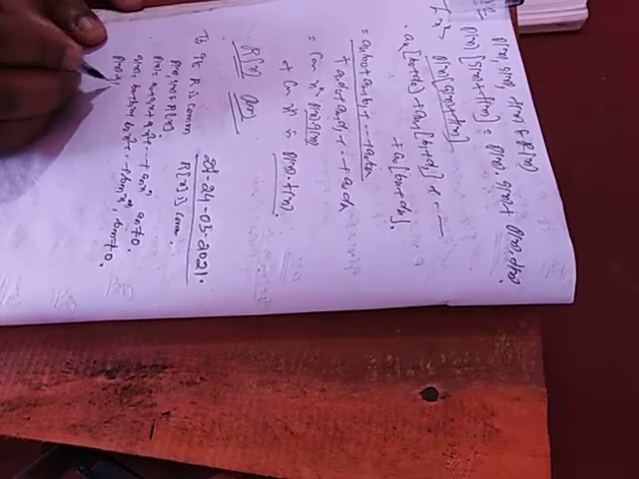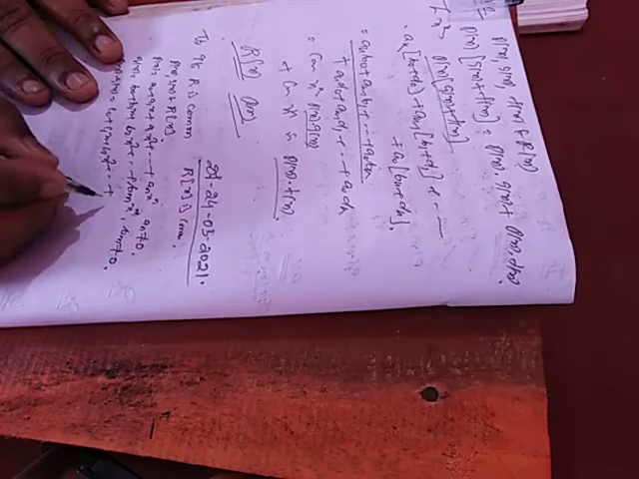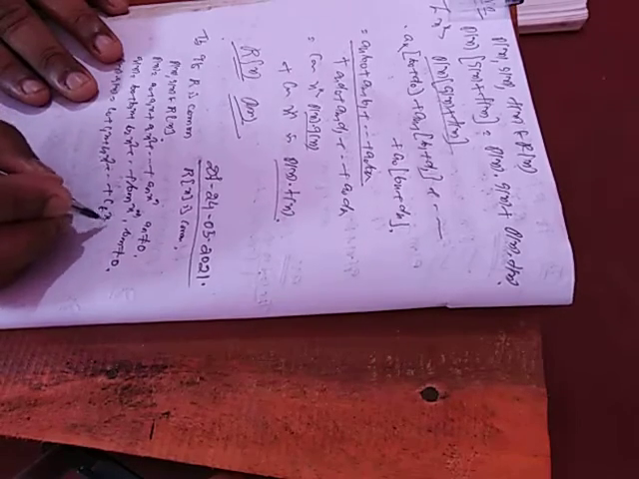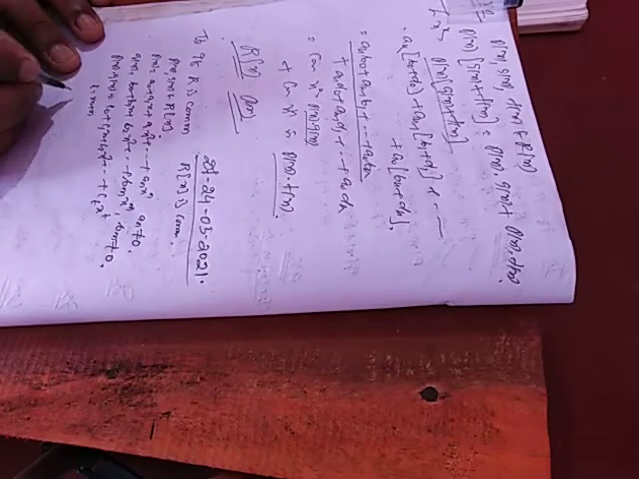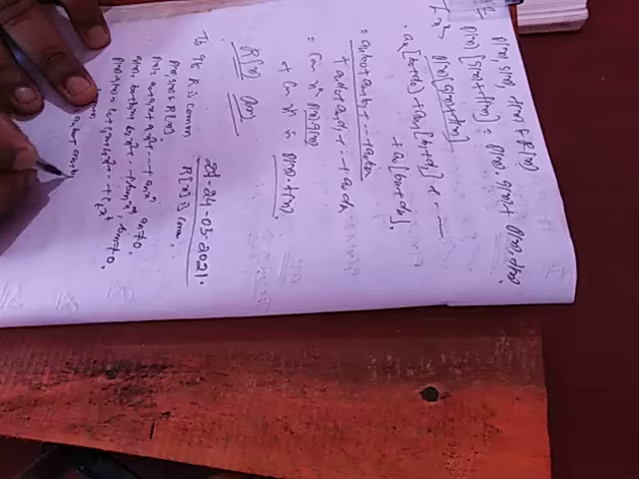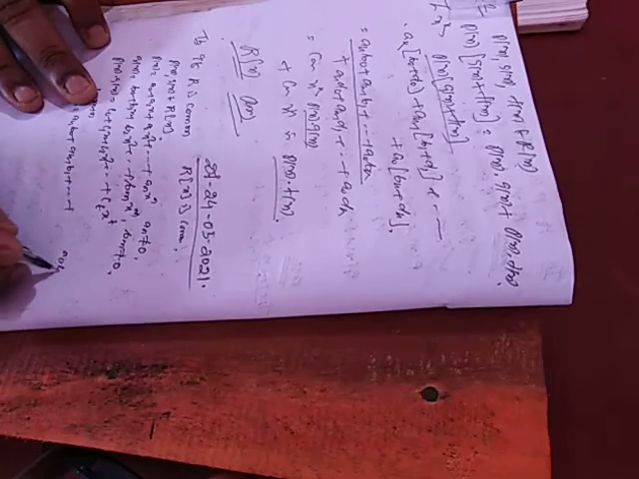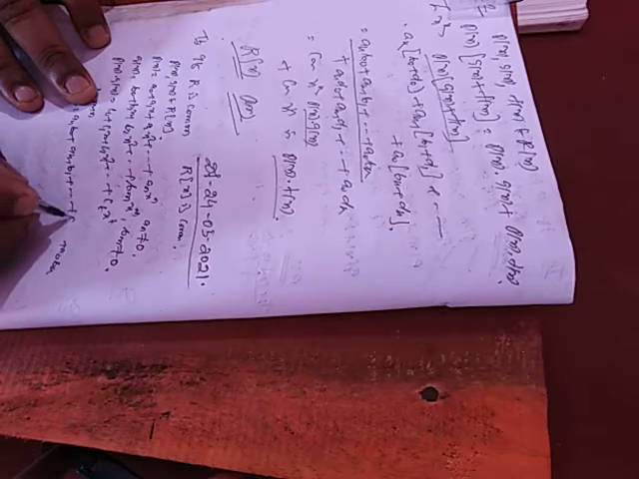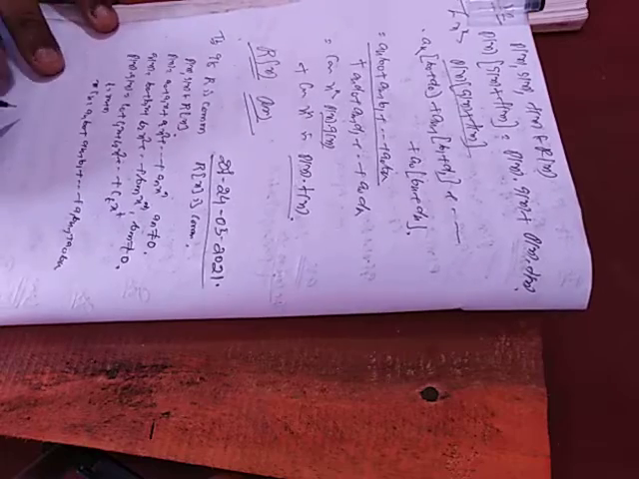Then what is your p(x) into q(x)? It will be c0 plus c1 x plus c2 x square plus up to ct x to the power t, where t is equal to m plus n, and ck is ak b0 plus a(k-1) b1 and so on, plus a0 bk. That is your ck.